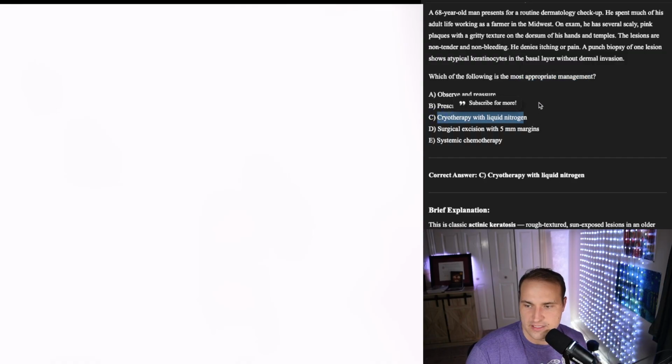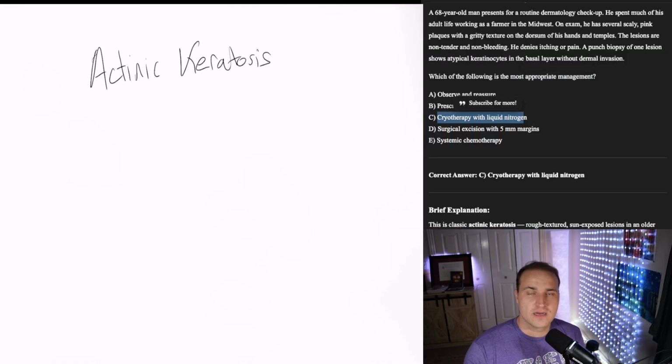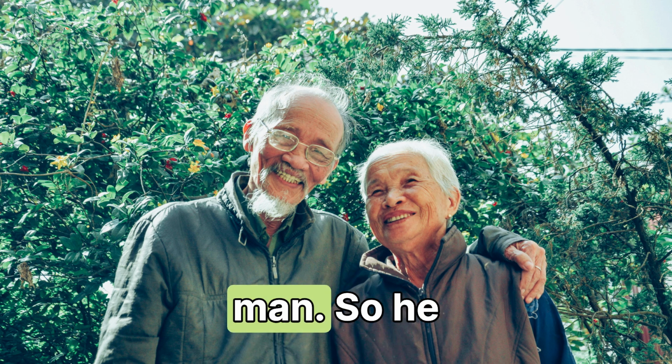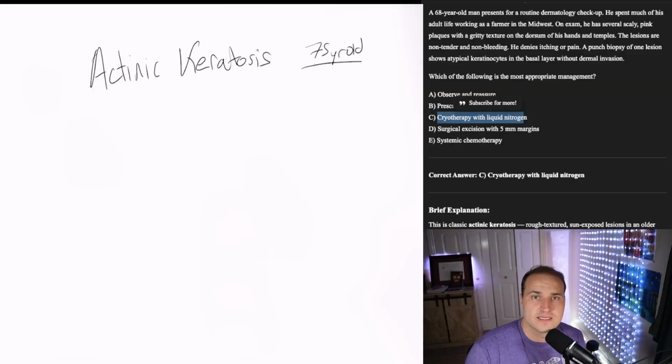Cryotherapy with liquid nitrogen. He's got actinic keratosis. There are a couple things that warn us. He's a 75-year-old man, so he's getting up there in age. He's got some painless, rough skin lesions, and he's worked outside for 30 years. That's the huge giveaway. The lesions are gritty and rough to the touch, so this is actinic keratosis. It's pre-malignant, caused by chronic sun exposure.